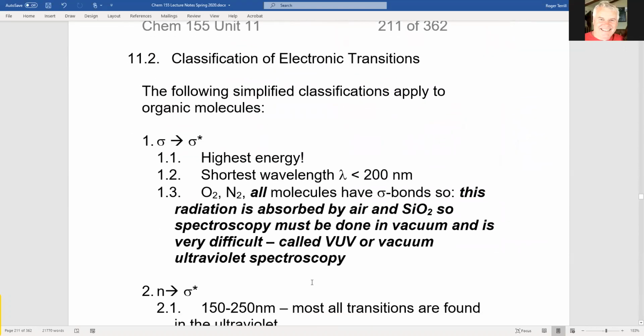So at the highest energy, sigma to sigma star, they are often not observed.